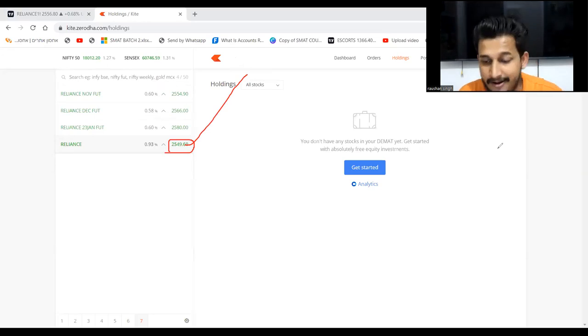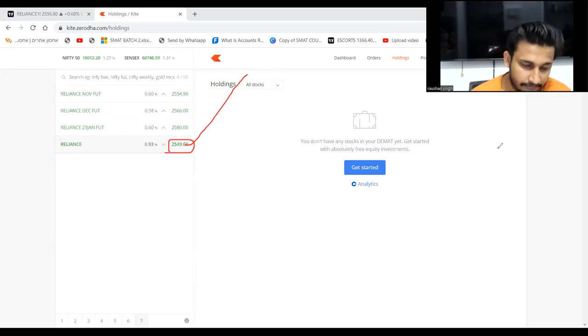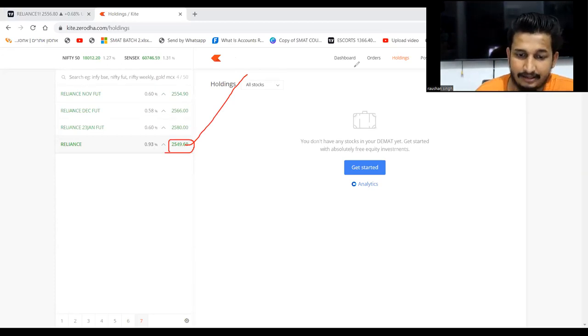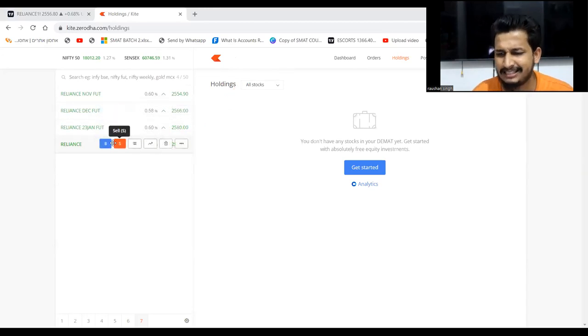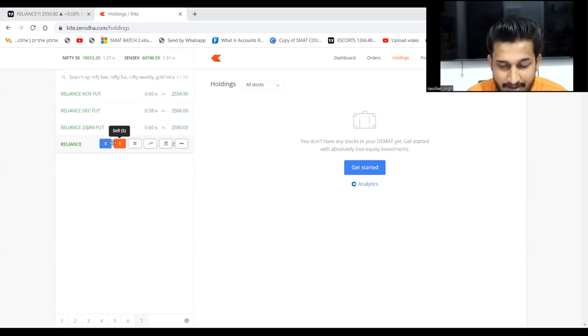Now let's move ahead and understand why we actually trade in futures, and what the benefit of trading in futures is. The analysis and everything is going to remain the same. Whatever you have understood is going to be completely the same. First thing is that if you wish to trade in the futures segment, you need a minimum amount of money, which is 1.5 lakh.